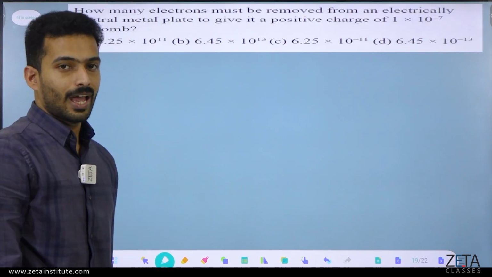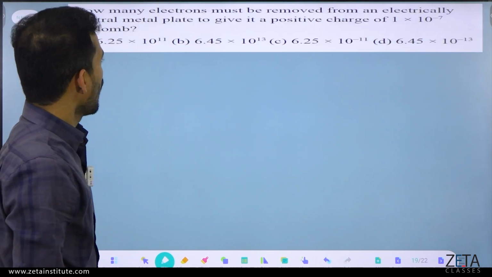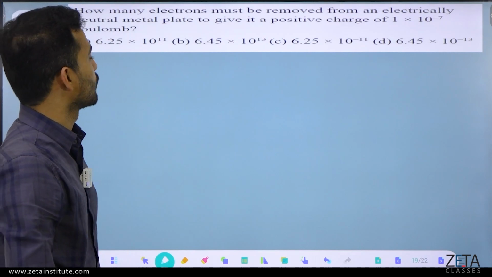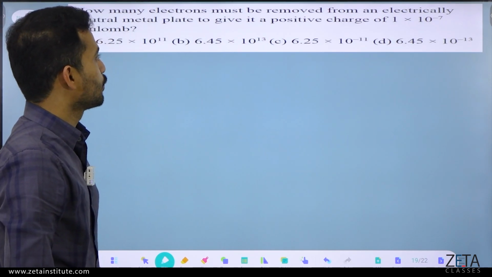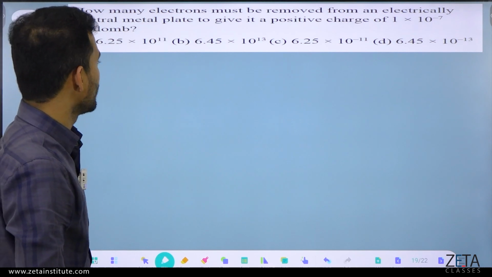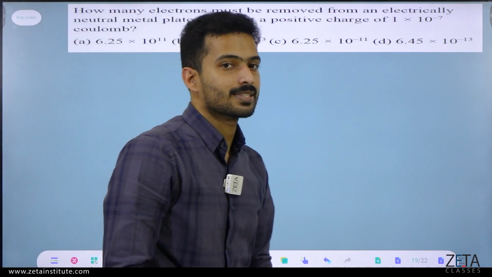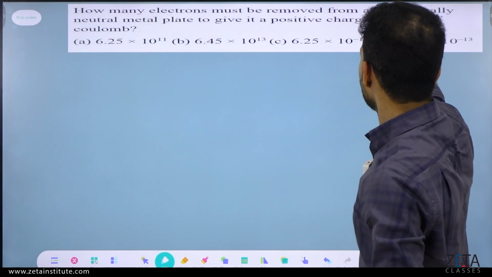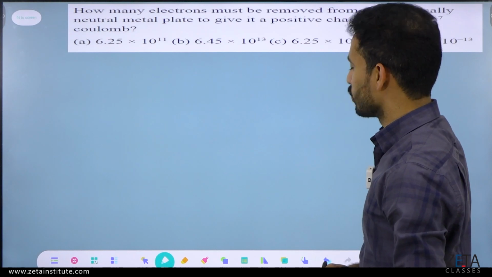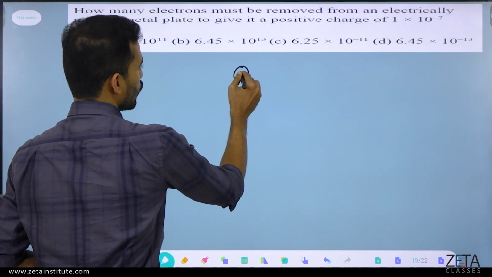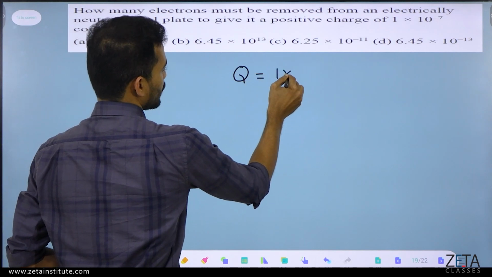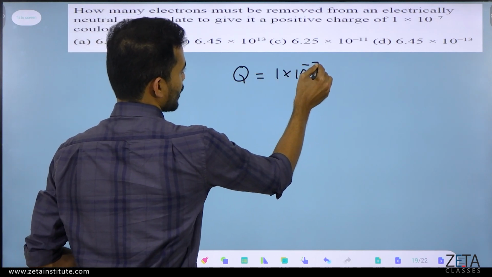Okay, so we have another question. How many electrons must be removed from an electrically neutral metal plate to give it a positive charge of 1 into 10 raised to minus 7 Coulomb? So what is the value of Q? Q is equal to 1 into 10 raised to minus 7 Coulomb.